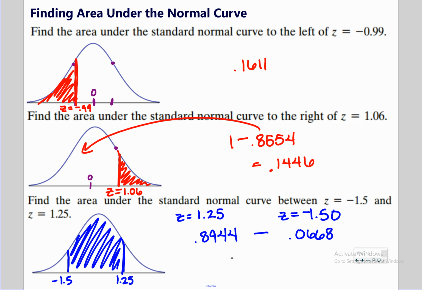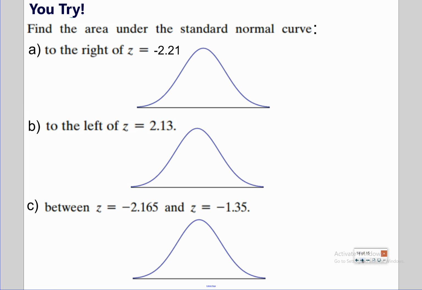Can somebody tell me what that is? 0.8276. All right, so bigger minus smaller. Good? Okay. You guys try these 3. And I think that'll wrap it up for us today.